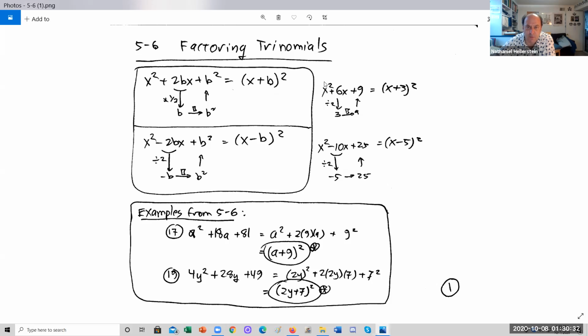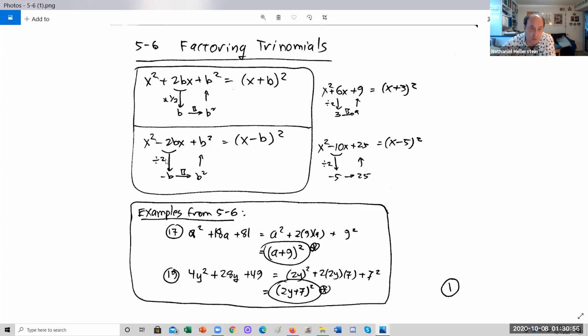For example, to factor x squared plus 6x plus 9. Take half of 6, that's a 3. Square that, get a 9, and since it matches that, that means that this equals x plus 3, all squared. Now, if you had a minus 2bx, well, much the same thing happens, only you get a minus instead of a plus.